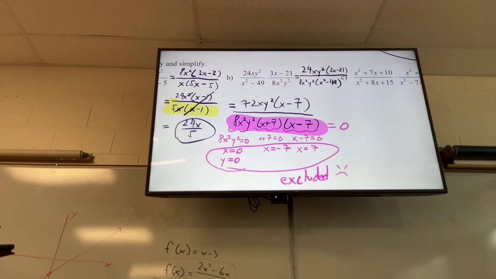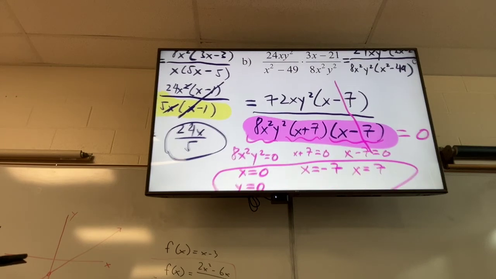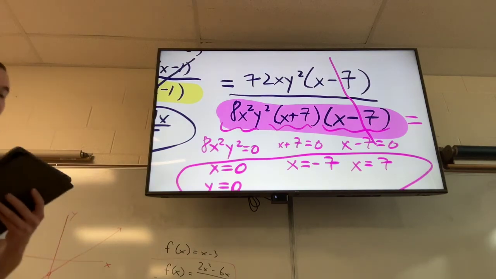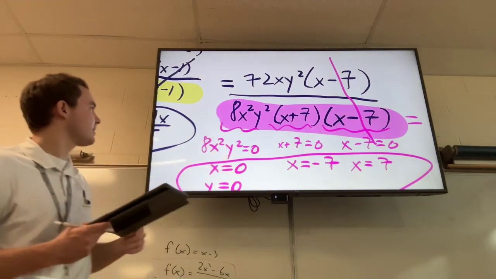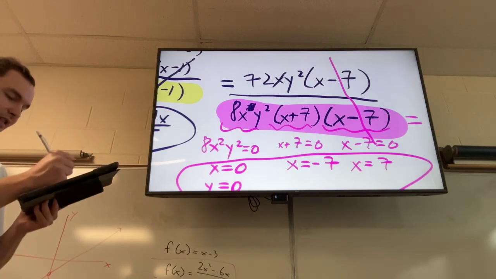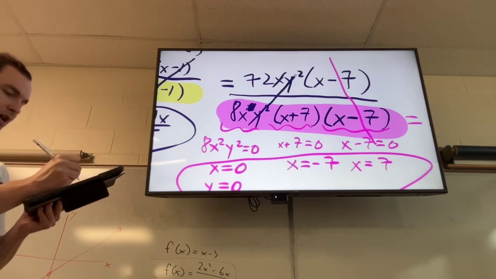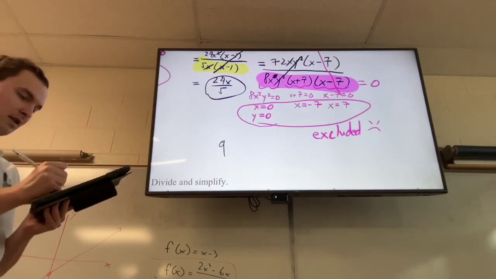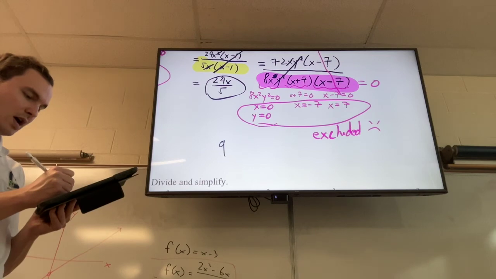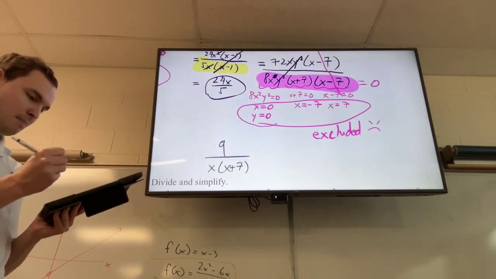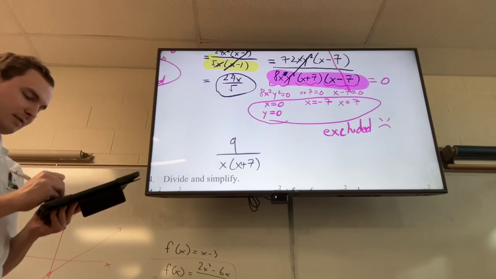Just cancel. So these two are going to cancel. Other stuff's going to cancel, right? We're basically doing problems like the first half of last chapter where we simplify exponents. So that x is going to cancel with this x squared in the bottom. The y squareds are going to cancel. Then 72 over 8 equals 9. So we're going to have 9 over x times x plus 7. That's my final answer.